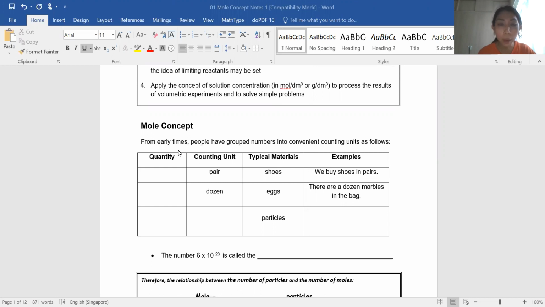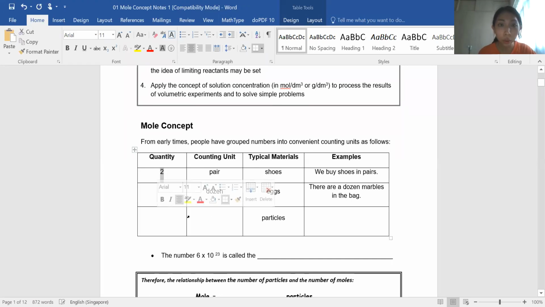Since a long time ago, people have always grouped numbers into convenient counting units. For example, one pair means two, so one pair of shoes is actually two shoes. How about a dozen? A dozen means that we have 12 of it, so a dozen eggs means that we have 12 eggs.